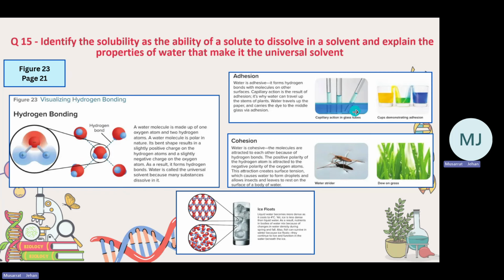Like in capillary action, it is forming bonds with this capillary glass tube. Here it is forming bonds with this paper. So it is forming bonds with other surfaces. Capillary action is a result of adhesion. It's why water can travel up the stems of plants. You can be asked which property of water helps water to travel in the stems of plants. Water has to go from the roots to the leaves. So which property is helping it to move from the roots to the leaves? It is adhesion. Water travels up the paper and carries the dye.